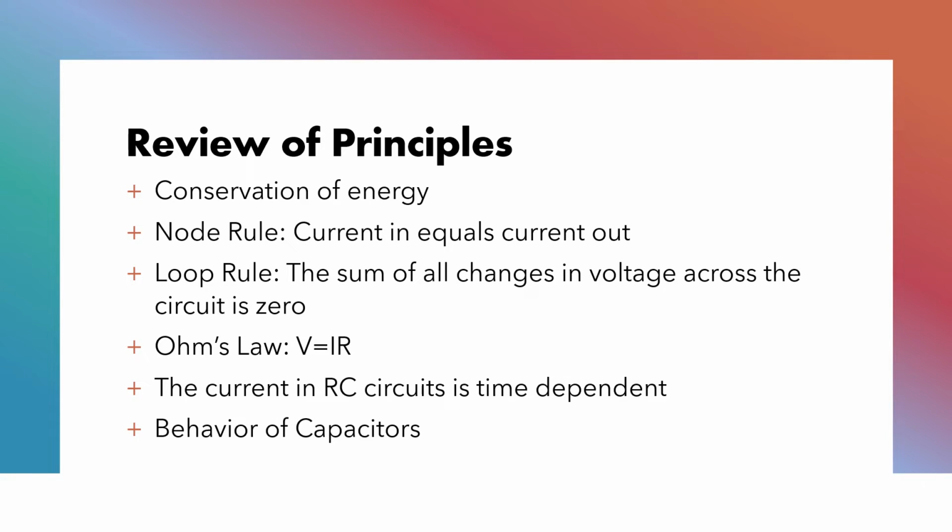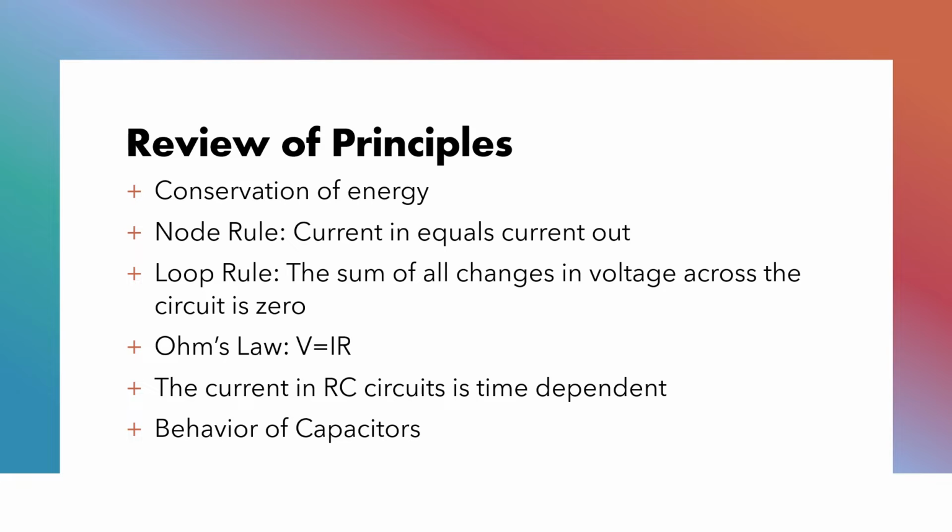Some key principles are conservation of energy, which means energy is always conserved, it can't be created or destroyed, which leads to the node rule that current in, like a branch, always equals current out. The loop rule: the sum of all changes in voltage across the circuit is equal to 0. Ohm's law: the voltage is equal to current times resistance, and you can manipulate it for whatever you're trying to solve for.